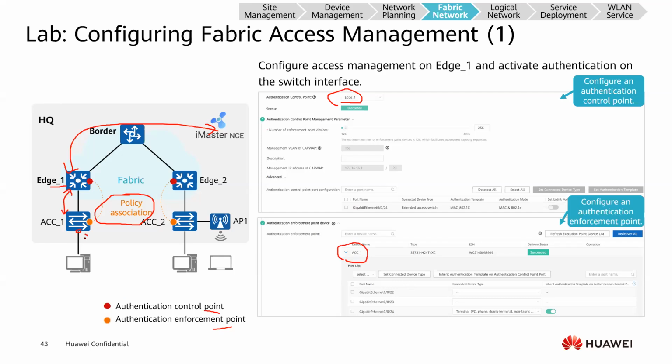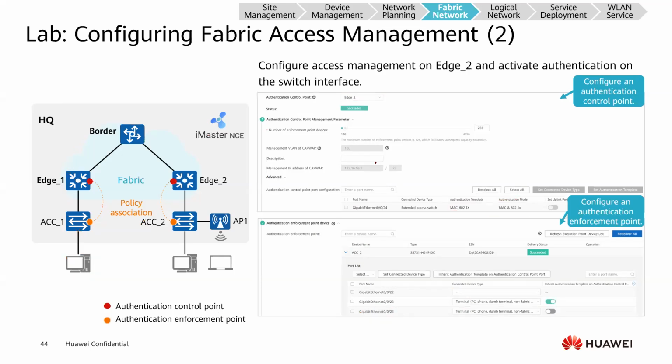And then the 24 port is connected to a terminal. So you will choose GigabitEthernet 0/0/24 to connect with the terminals, and it will just inherit the authentication template of the control point, and the control point is bound with the authentication template you have just created. It's just bound here. You can find that for the control point, you just bind the 802.1X authentication template you have just created in the network planning.